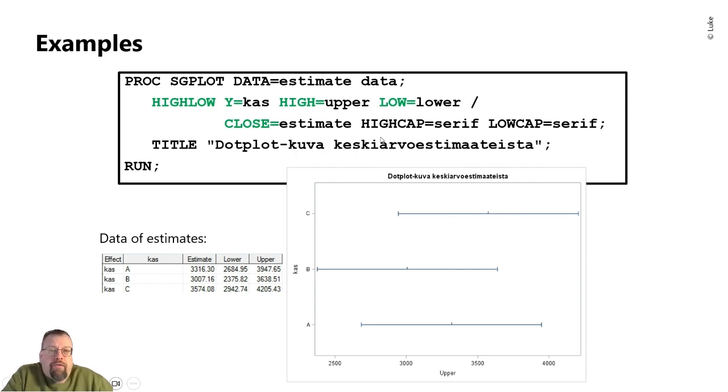And then we have also defined that the high cap is serif and low cap is serif, so we also get this little end tick here at both ends of this line. So this is one way to get this simple dot plot image out of estimated data.